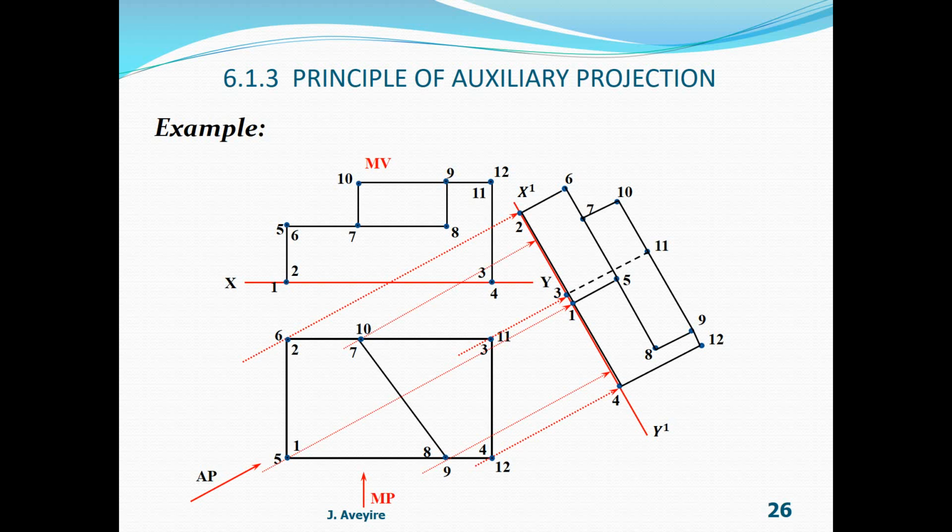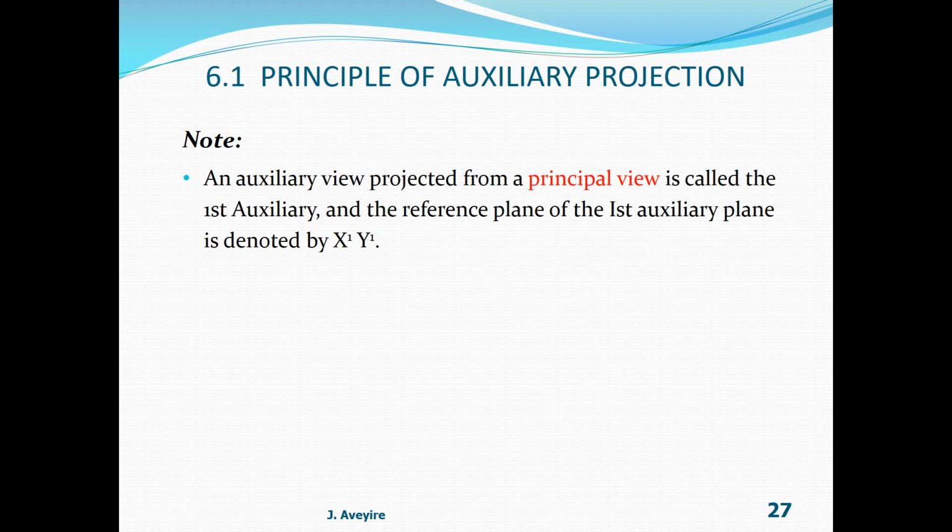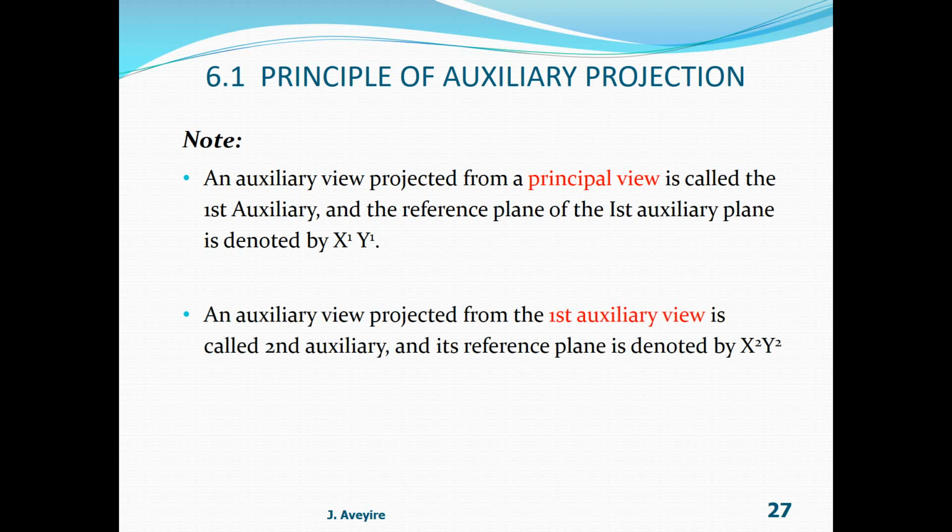So we have now produced the drawings of that. And that view is the first auxiliary elevation because the projection was on a plan. Note, an auxiliary view projected from a principal view is called the first auxiliary. And the reference plane or the first auxiliary plane is denoted by x1, y1. An auxiliary view projected from a first auxiliary view is called second auxiliary, and its reference plane is denoted by x2, y2.